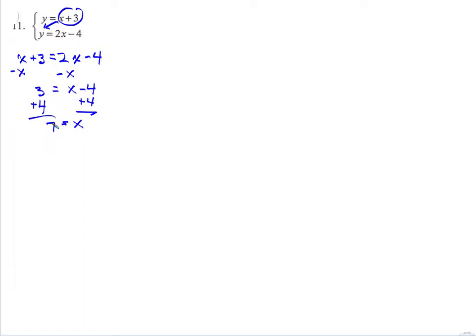Am I done? No. What do I have to do? Solve for y. So y was equal to x plus 3, and x is now 7 in my first equation. Therefore, y is equal to 10. There are my two answers. Y equals 10, x equals 7.